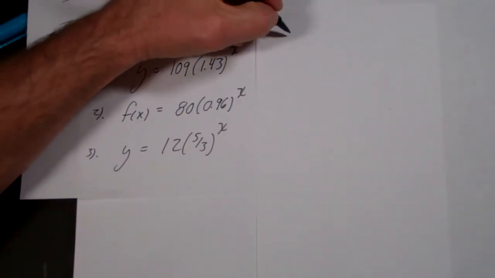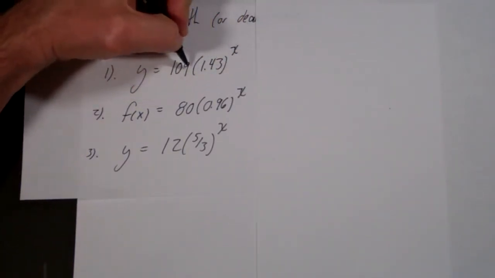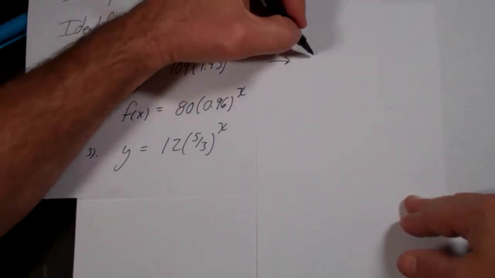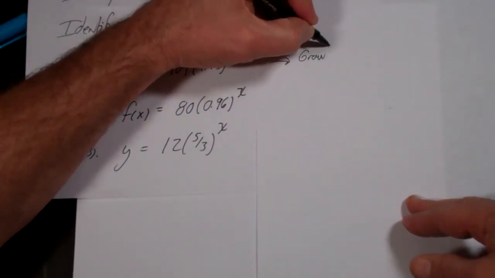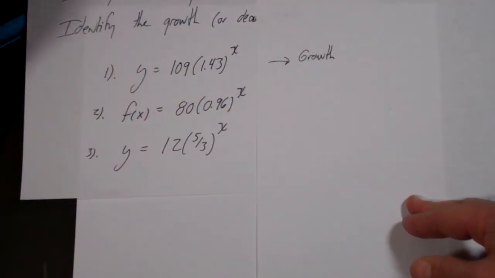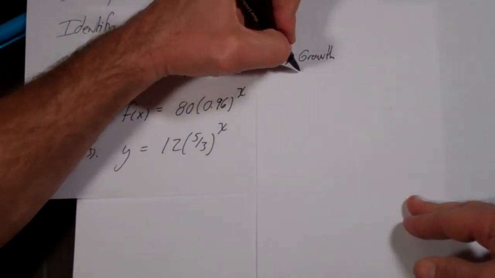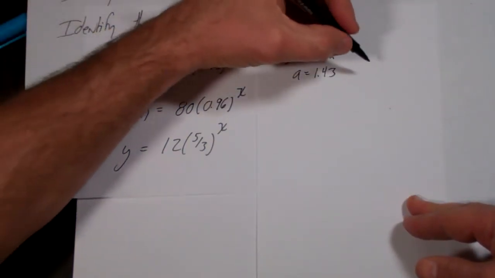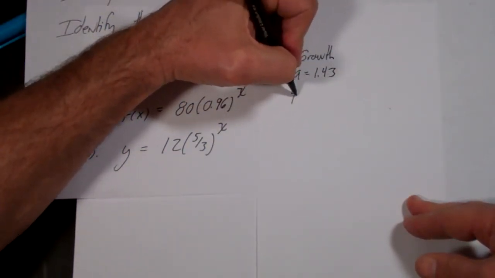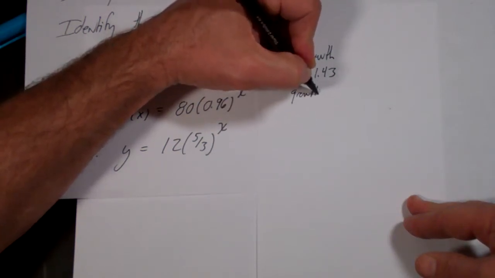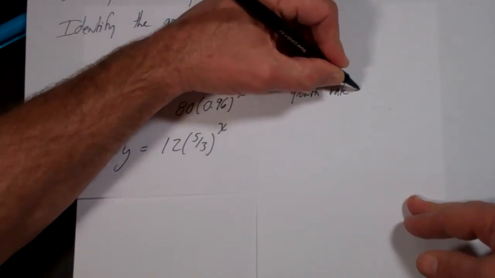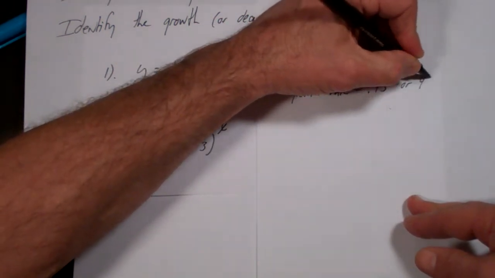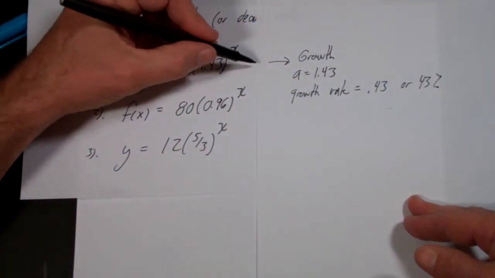The first one is y is equal to 1.43 times 1.43 to the x. So here, this is growth. The starting value is 1.43. And the growth rate is equal to 0.43 or 43%. Let's see if you got those right.